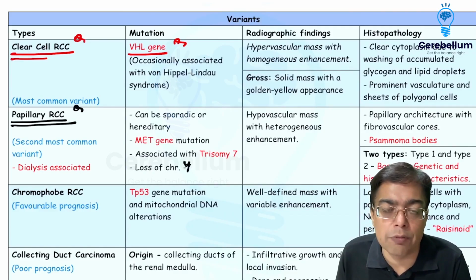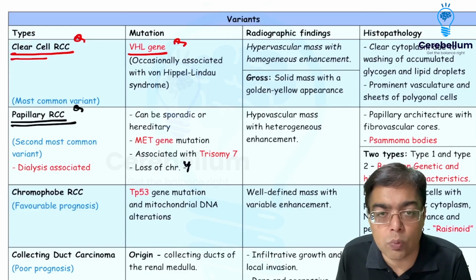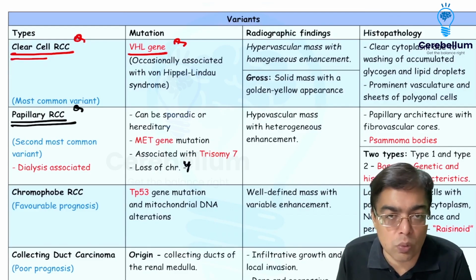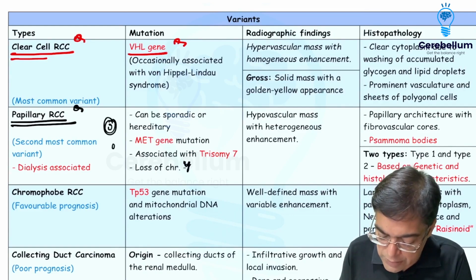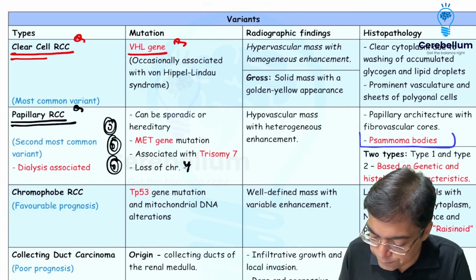Microscopically, this is a condition where there is going to be papillary growth, obviously with the presence of a fibrovascular core, and sometimes you are going to have the deposition of calcium in the form of concentric rings. When calcium gets deposited in the form of concentric rings, that is associated with the term Psammoma bodies.